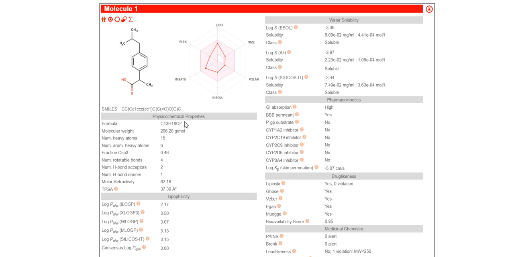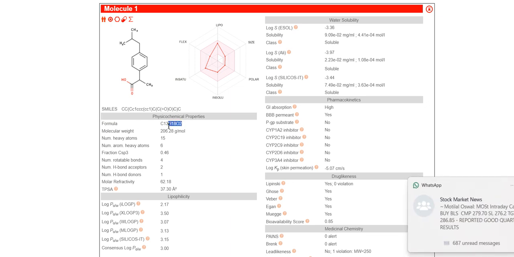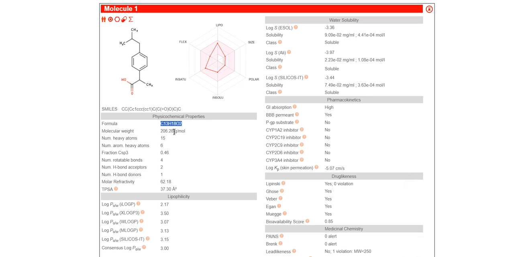It talks about the total number of atoms present in the molecule and its molecular weight, that is 206.28 grams per mole. For any drug molecule to become an oral drug, its molecular weight should be less than 500, and this is satisfying the condition.